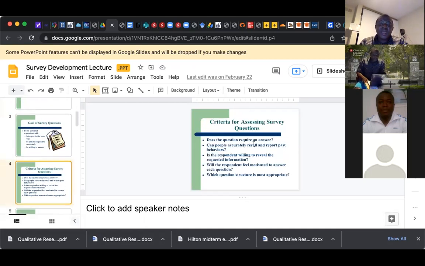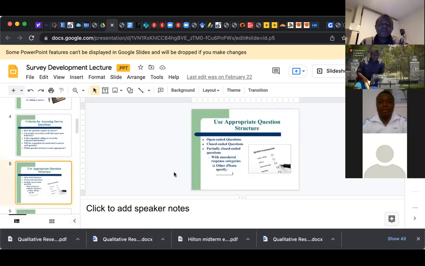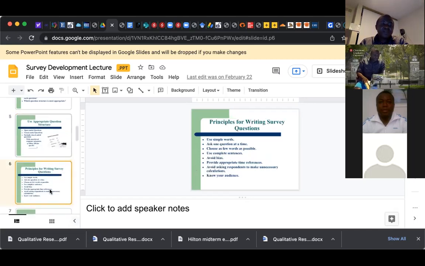Does the question require an answer? Can people accurately recall and record past behavior? Is the respondent willing to reveal the requested information? Will the respondent feel motivated to answer each question? Which question structure is most appropriate? Maybe open-ended questions or close-ended questions, partially close-ended. You have to decide. And then use simple words.